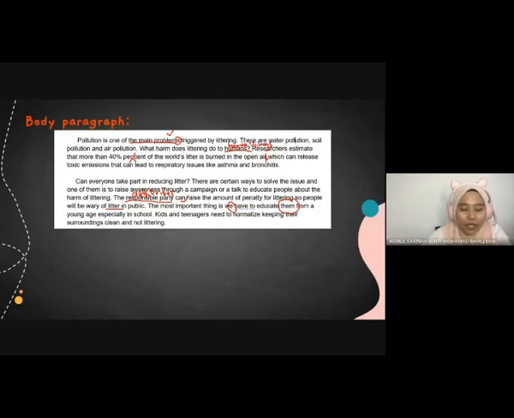Okay, the most important thing is we have to educate kids lah. Kids ni, I rasa sebab kids from young age. Especially or educate students. Betul lah tadi, build students from young age. From young age. Okay, especially in school. Okay, kids and teenagers need to normalize keeping their surroundings clean and not littering. Okay, ni tak payah pun tak apalah. Kids and teenagers need to normalize keeping their surrounding clean. Okay, by macam mana? Macam mana nak keep the surrounding clean? Maybe by having duty roster stuff ke. But this is not going to be conclusion lah. Kalau tak, it cannot be the end. Dia mesti, ni part of elaboration. So there must be another sentence yang recap all the things that you have said dalam paragraph tu. Okay?